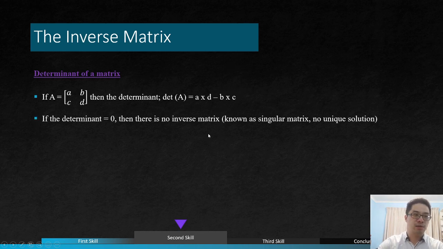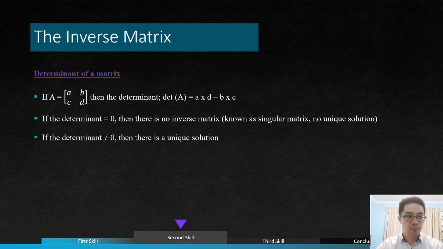If the determinant is 0, then there is no inverse matrix, known as a singular matrix, and there's also no unique solution. If the determinant does not equal 0, then there is a unique solution.